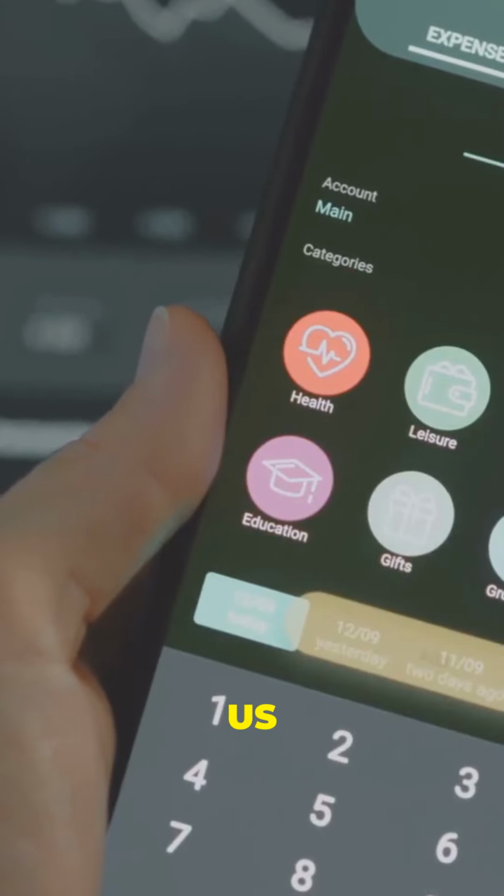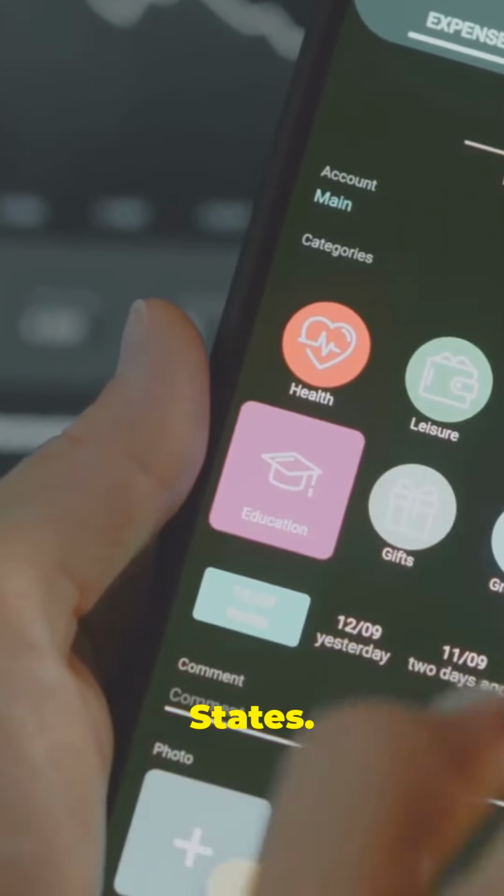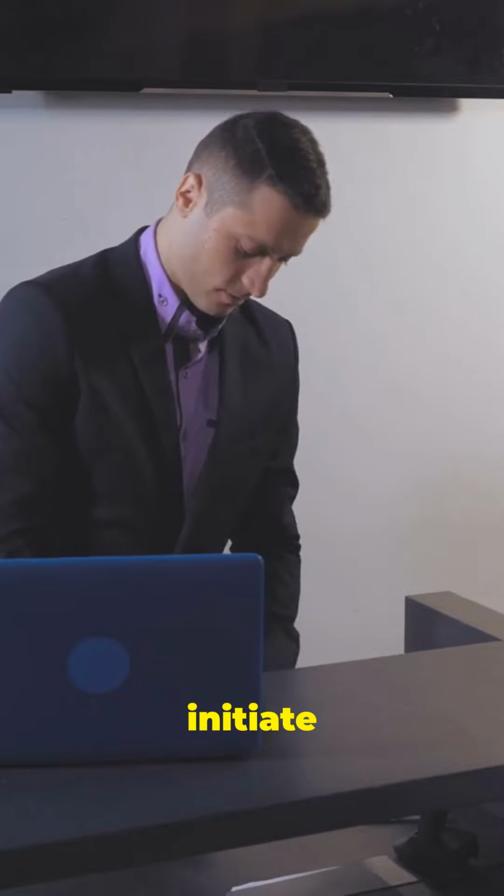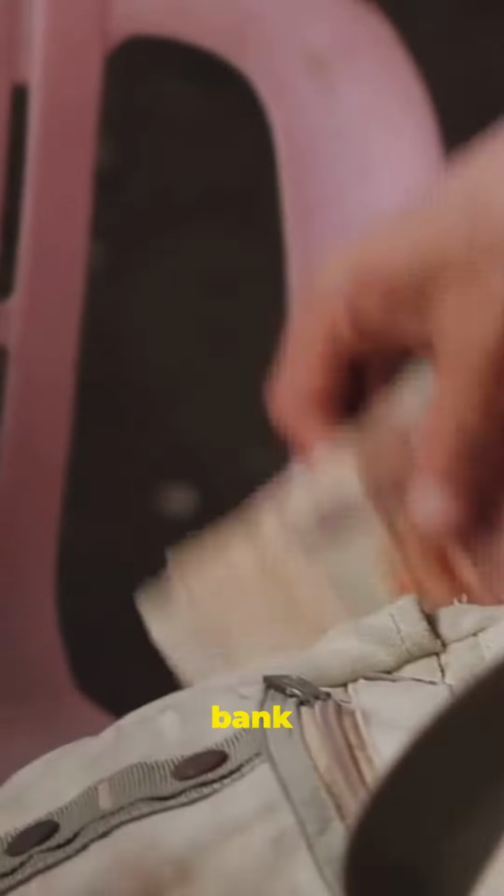Let's say you live in Kenya and want to send 500 US dollars to a friend in the United States. You go to your bank and initiate the transfer. Simple enough, right? But here's the first catch. Your bank doesn't hold US dollars. So how do they send what they don't have?